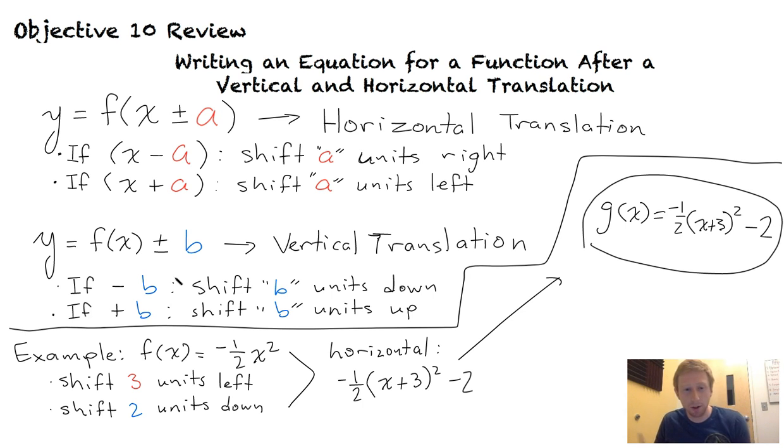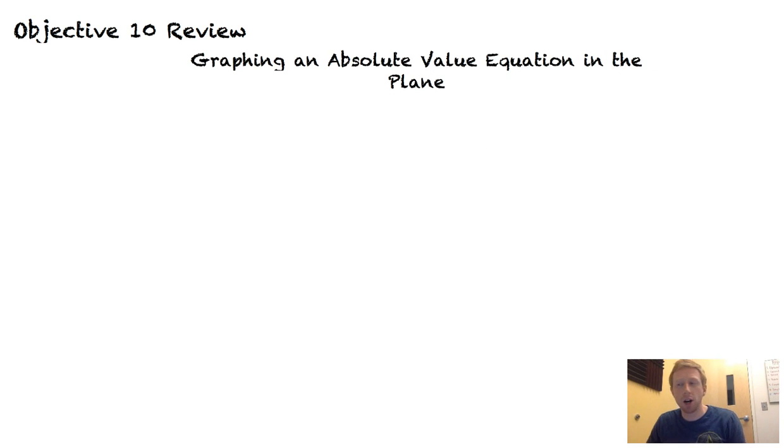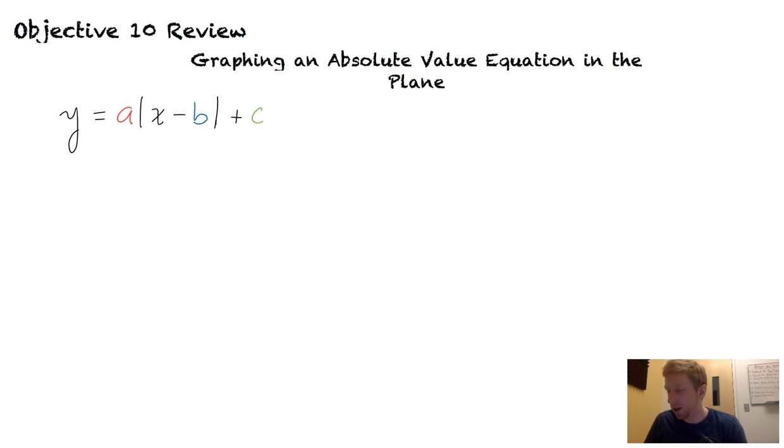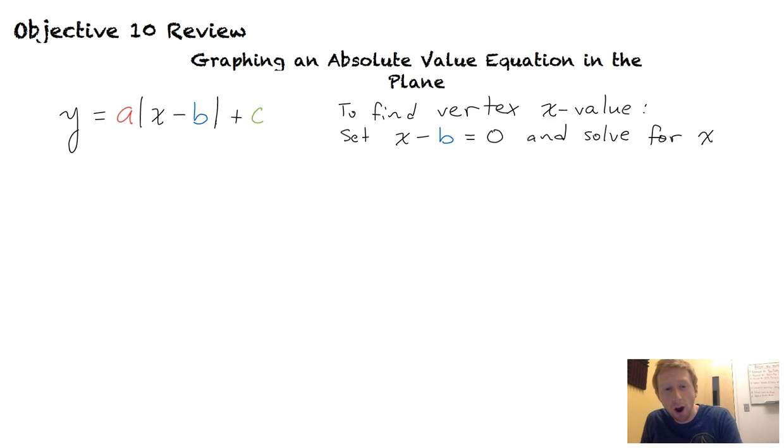The last topic we will go over for this video is graphing an absolute value equation in the plane. With this topic, you will graph functions of the form y equals a times the absolute value of x minus b plus c. Absolute value graphs always have a v-shape, and to find the vertex, we can first find the x value by setting x minus b equal to 0 and solving for x. Then, the y value of the vertex is the value of c.